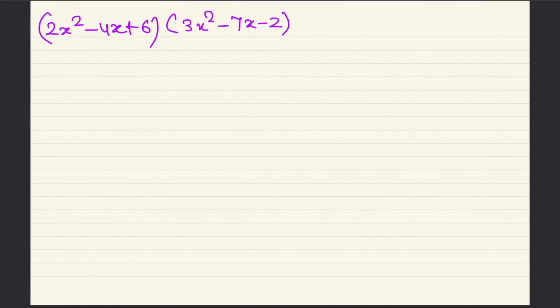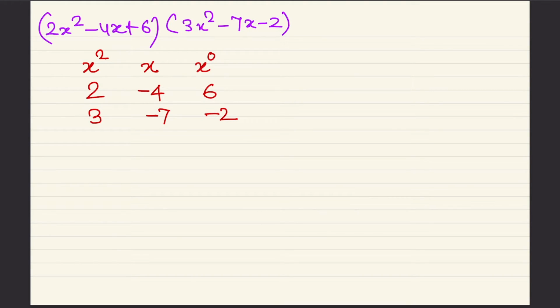The method is same here. First we have to write the variables x square, x. Constant term can be written as x power 0. Now the coefficient of first bracket 2, x coefficient is minus 4 and x power 0 is 6. Now write the coefficient of the second bracket. The coefficient of the second bracket is 3, minus 7 and minus 2.